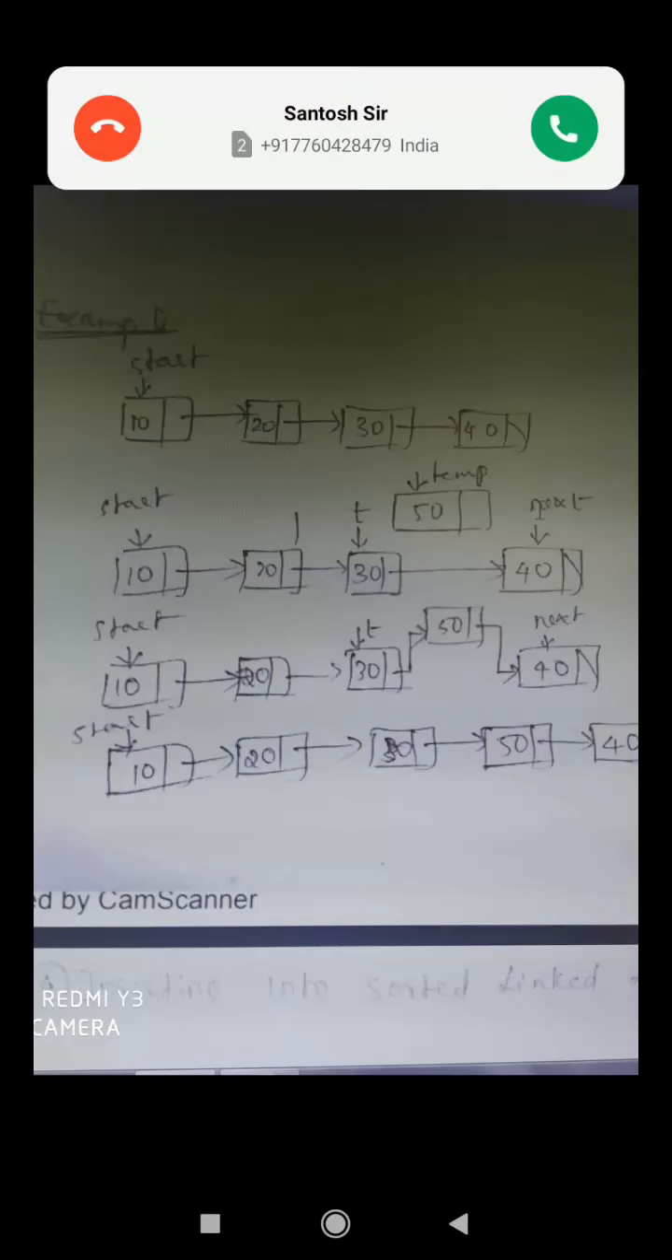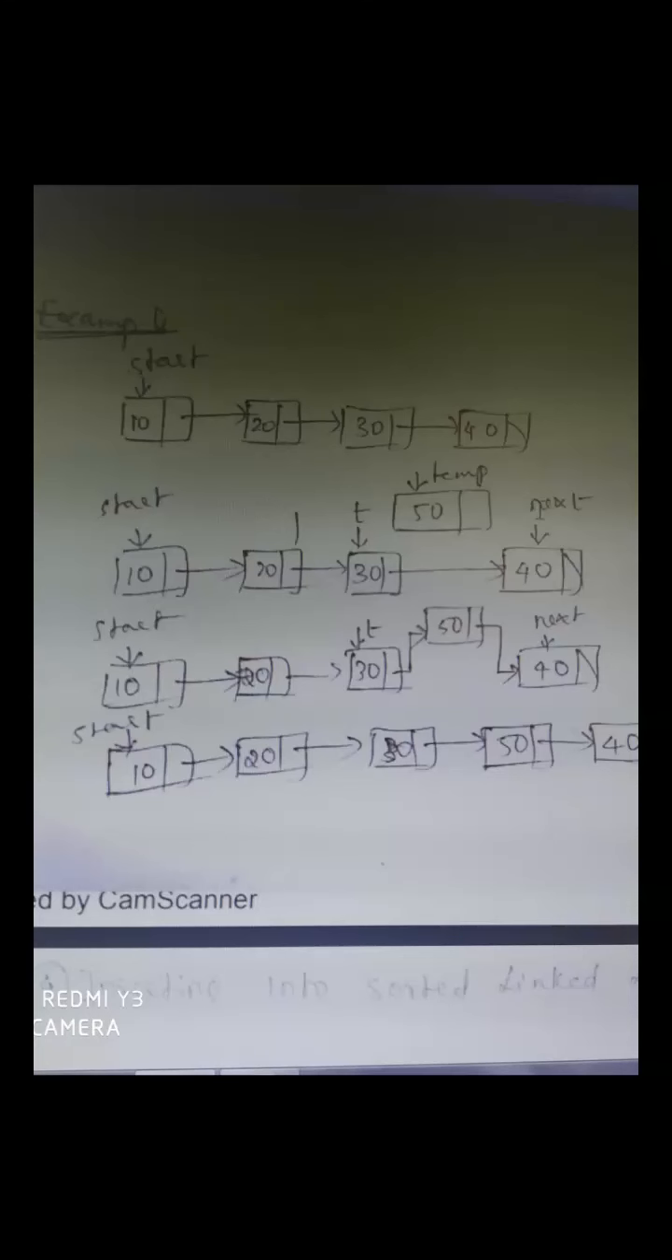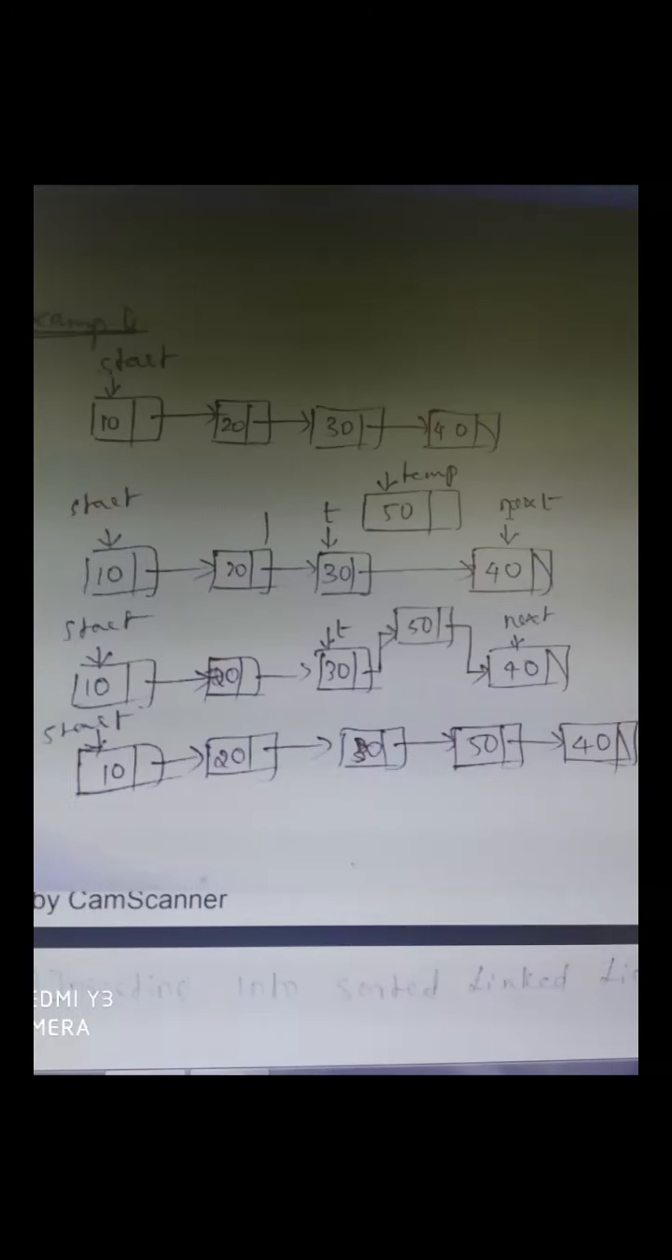So for this link field I will be adding the temporary node. See here, the temp node 50 will be added. Then for this temporary node 50, the link will take the next node, that is the previous link node value of 30, and it will be connected. So now 50 is connected in between, at the specified location. This is how I will be performing the operation.